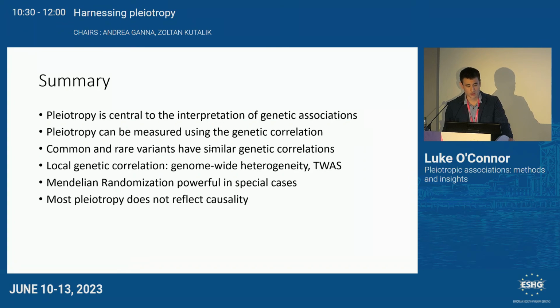So just in summary, I've told you about how pleiotropy is central to the biological interpretation of genetic associations because it tells us quite a bit about mechanism. It can be measured using the genetic correlation, although we've seen that different traits have quite different interpretations for their genetic correlation. Common and rare variants have similar genetic correlations, and that's interesting because it suggests that they're mechanistically convergent, at least at the level of pleiotropic pathways.